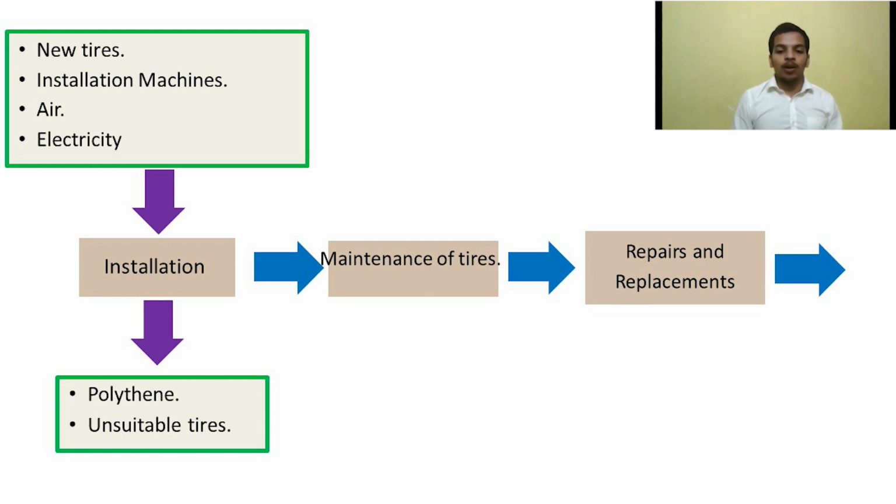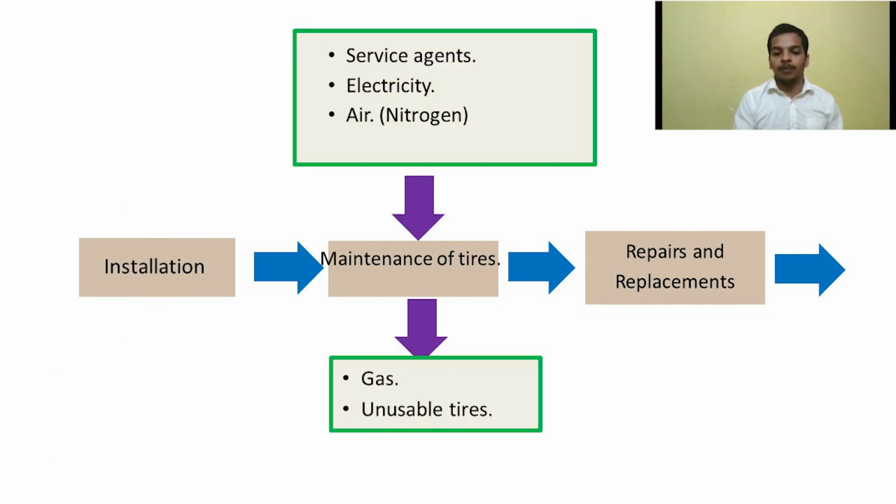The main inputs of the disposal of the tire are old tires, electricity, and fuels. Tires are considered a waste product and need to be properly disposed of for the environment. The main outputs of the disposal of the tire are solid waste, air, and water pollution.